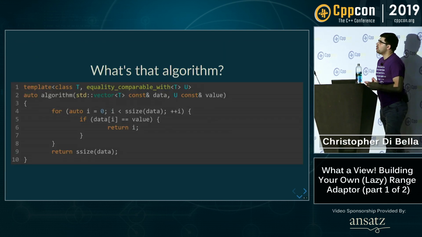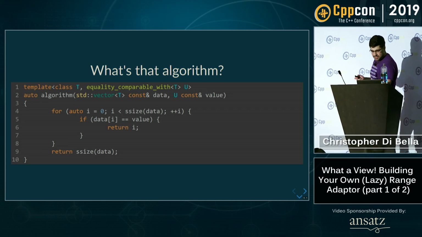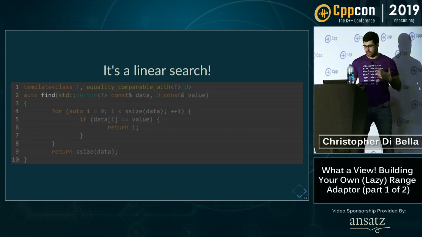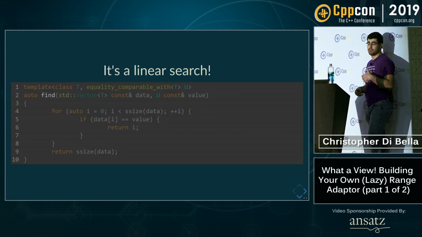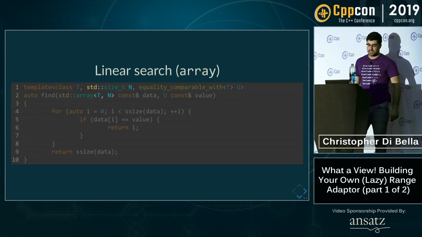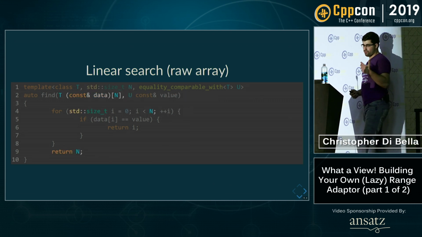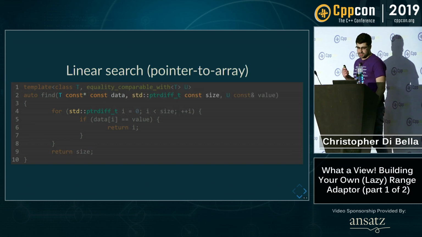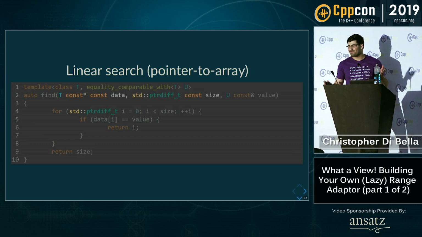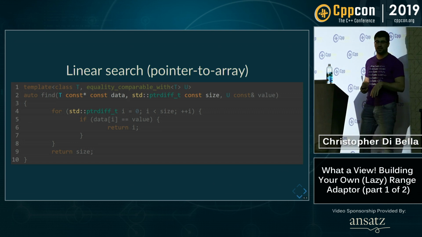Okay, so there is an algorithm on screen, and it is a linear search. Essentially, we're just going to be iterating over everything until we find something, and then we return the position of that. This is a linear search for a vector, this is a linear search for an array, this is a linear search for a raw array, and this is a linear search for a pointer to an array. Does anyone see a common theme here? Can I get a show of hands? Who thinks that these are basically the same with a different type?